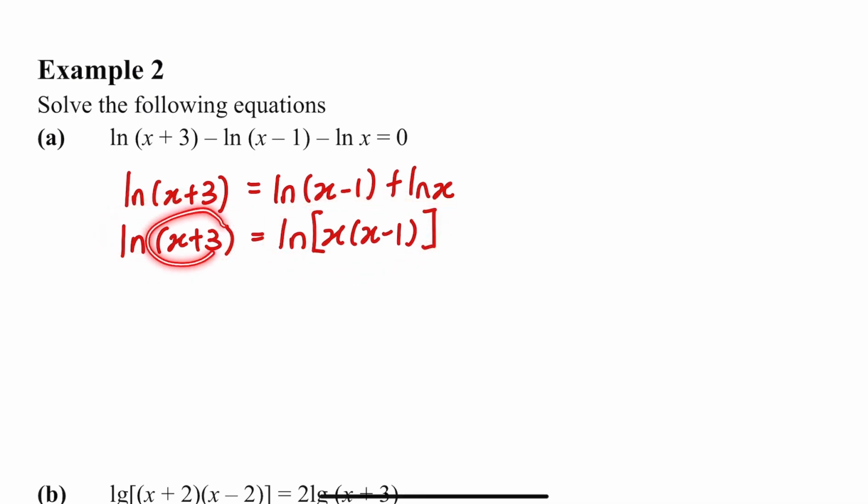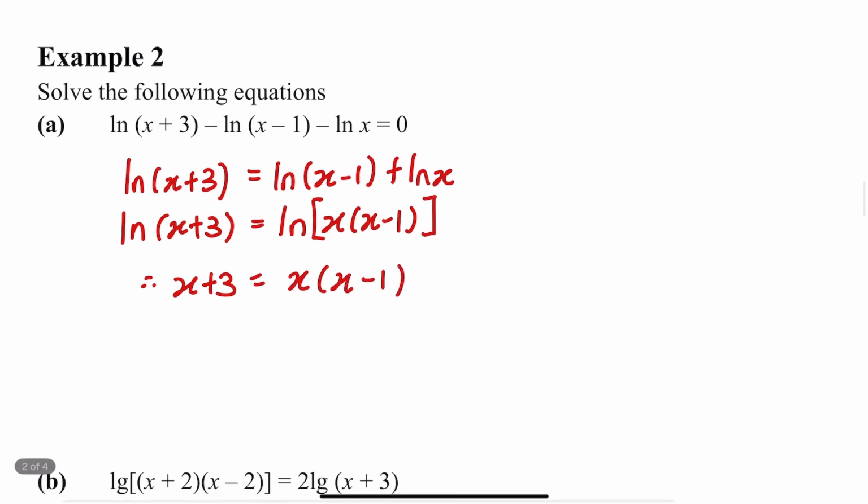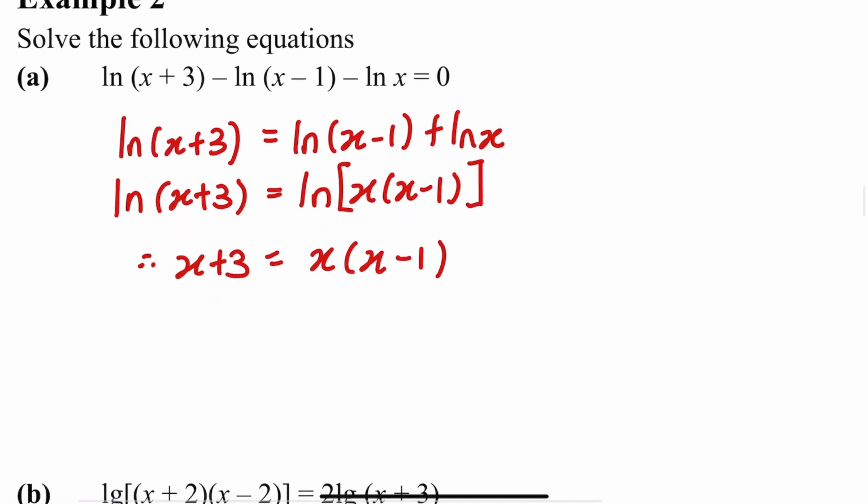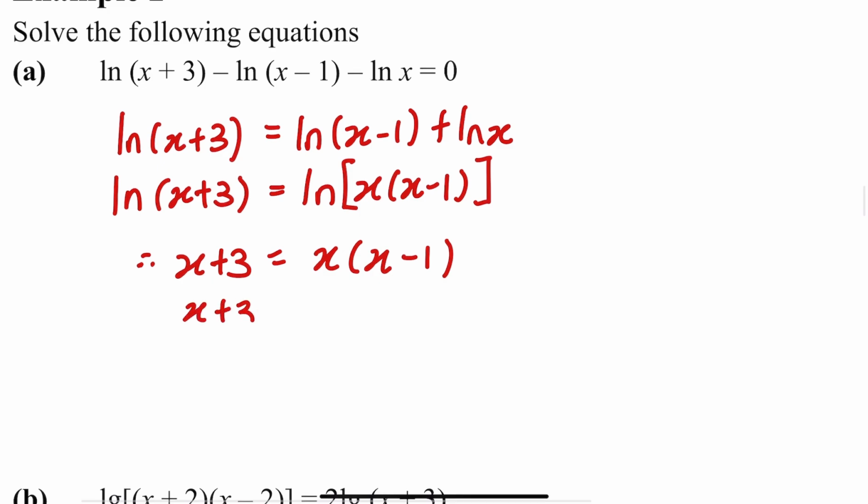Therefore, I can now compare these two expressions together. This means that x plus 3 is equal to x times x minus 1. Now I have a quadratic equation. All you need to do is to solve this quadratic equation. So over here, x plus 3 is equal to x squared minus x.